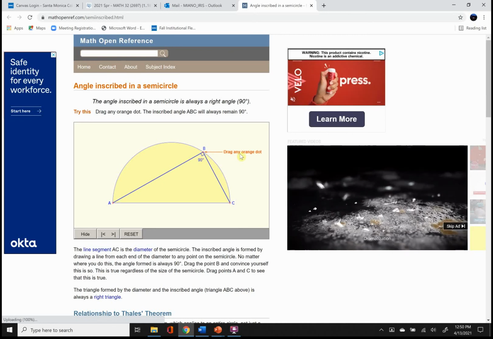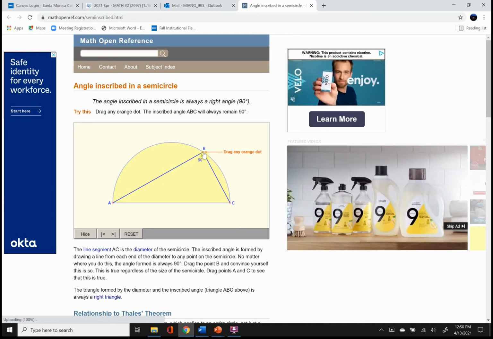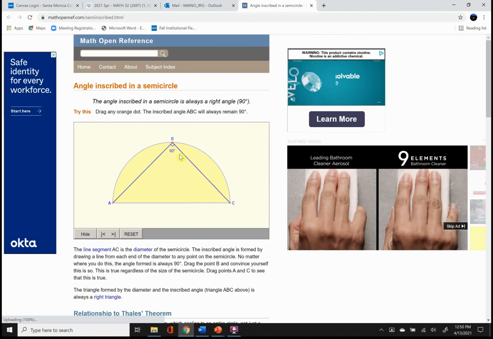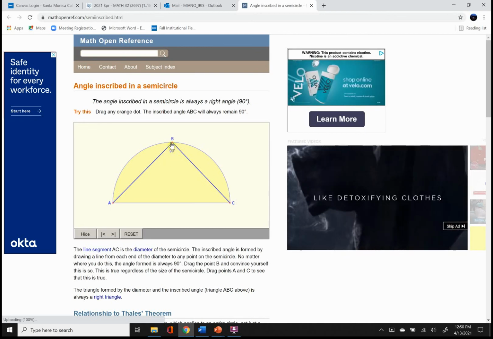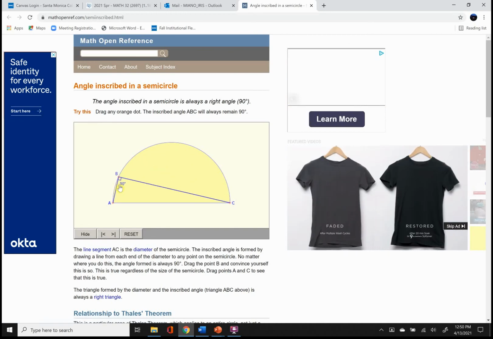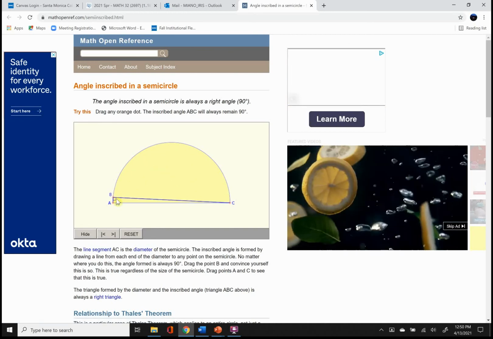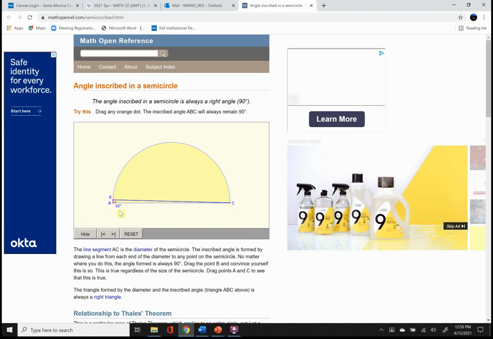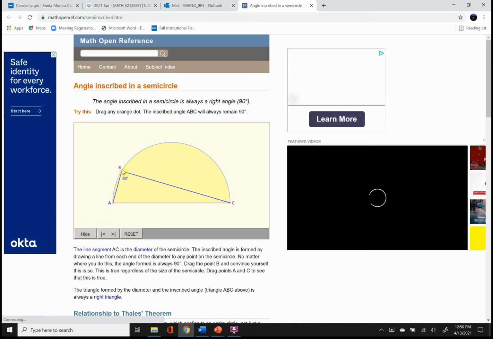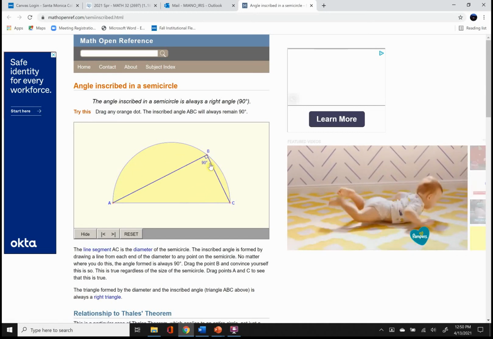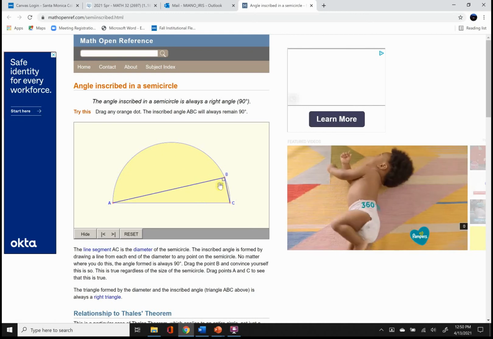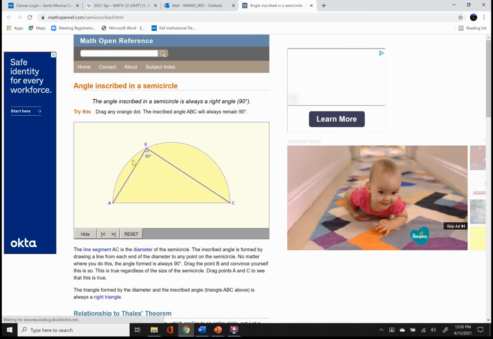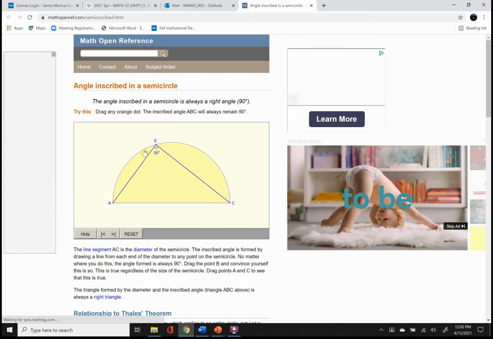So it says drag any orange dot. So drag the orange dot and put it over here, right? Look, notice that the angle that's inscribed is still a right angle, isn't it? What if we went all the way down, as close as we could to A, without actually touching it? Still a right angle. Isn't that phenomenal? So it doesn't matter where you are positioning this point. That makes the right angle vertex on your triangle that's inscribed here. It's always going to be a right triangle. Isn't that cool?